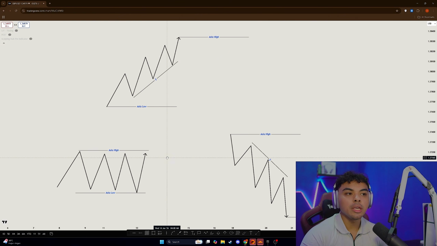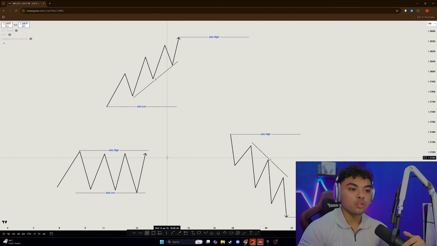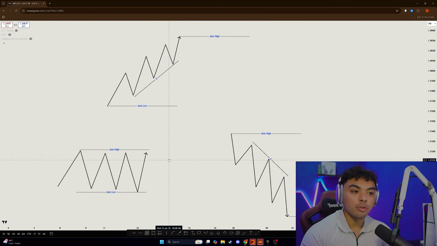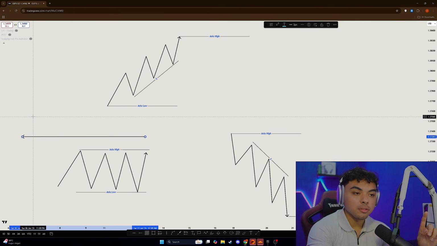Okay, now we need to combine. We can't really use this as a pattern, guys. We need to combine it with a point of interest. So we need to understand our point of interest. We still need to look to the left where the price is reacting off of. That is very, very, very well needed.